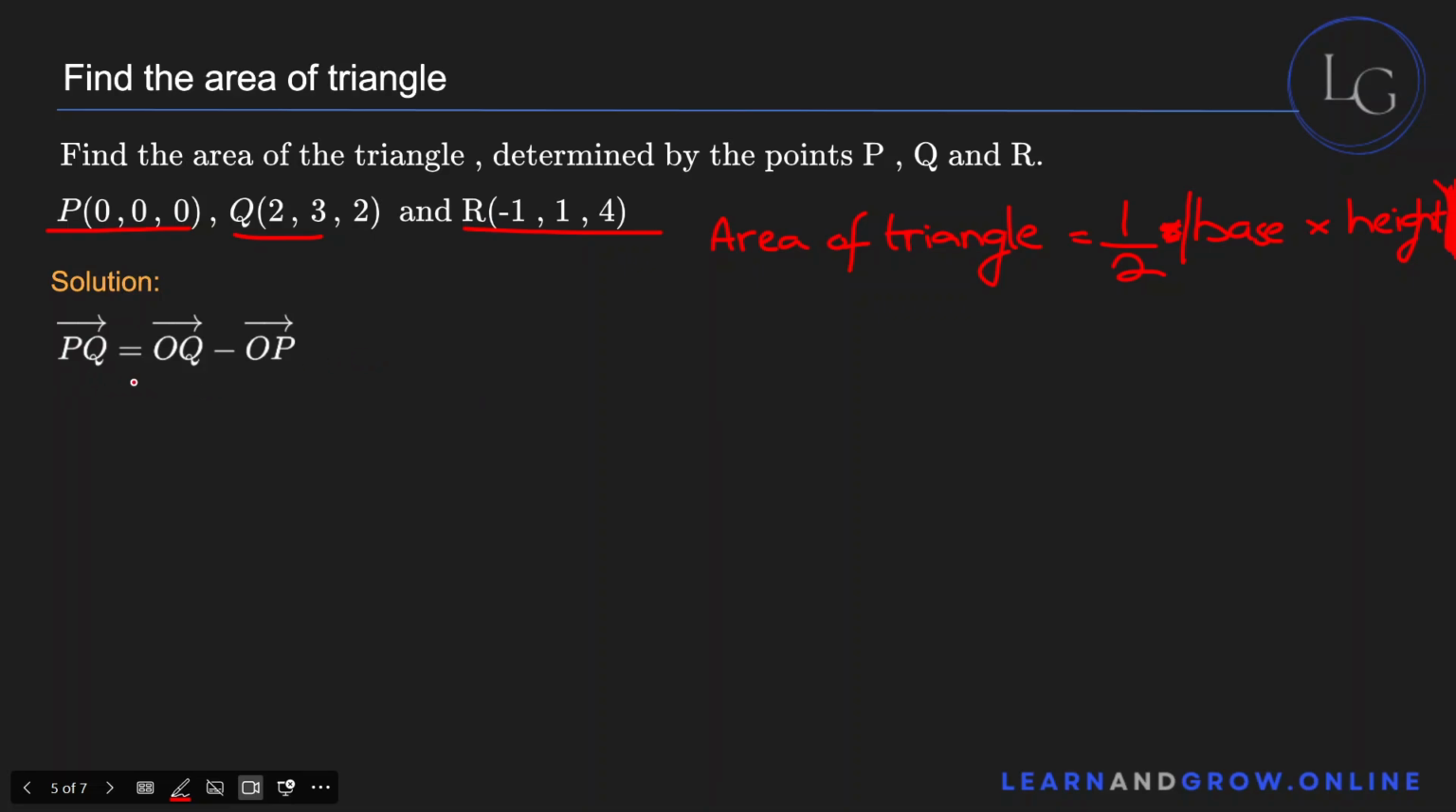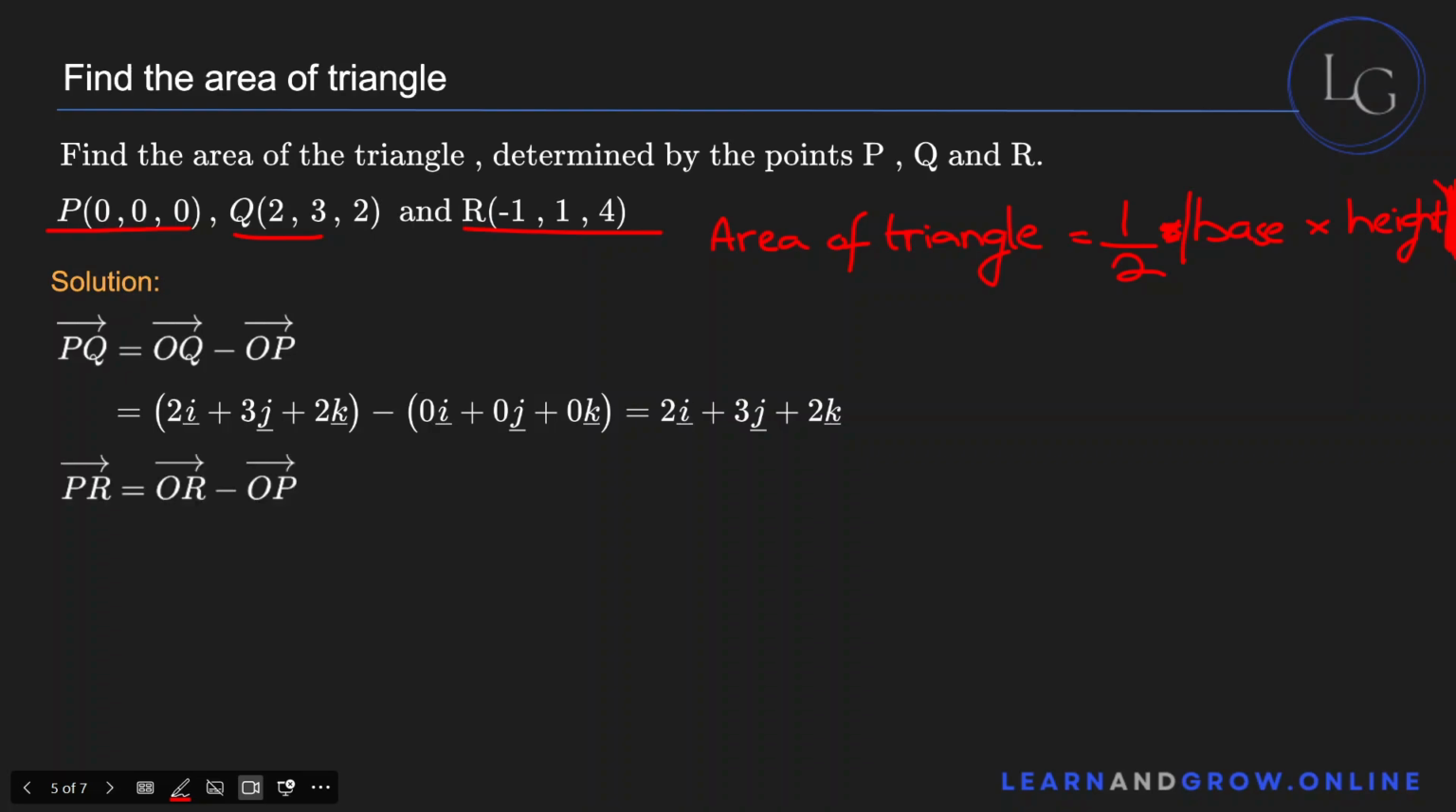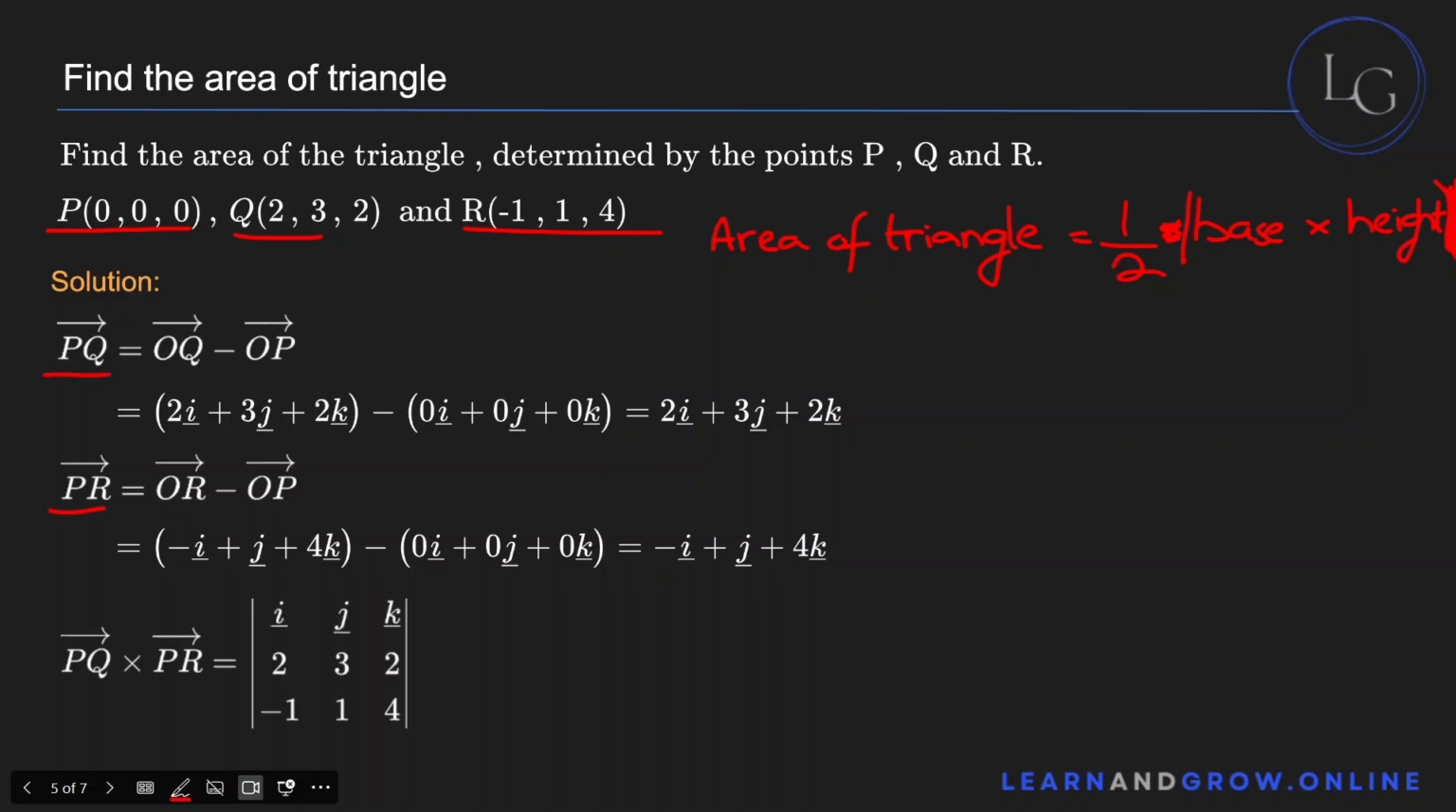Now, PQ is equal to OQ minus OP, very obvious. PR, that gives you this. Now, you have the base and you have the height, PQ and PR. Now, simply, first you have to find the cross product of PQ and PR with the same method that we discussed earlier. Again, I'm not going to explain how this is done. It's fairly simple by this point.